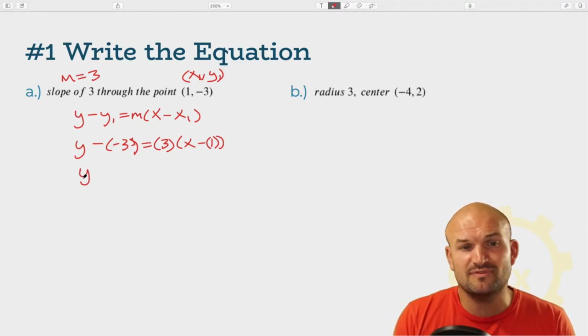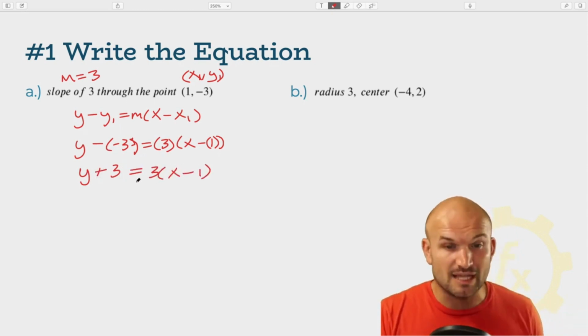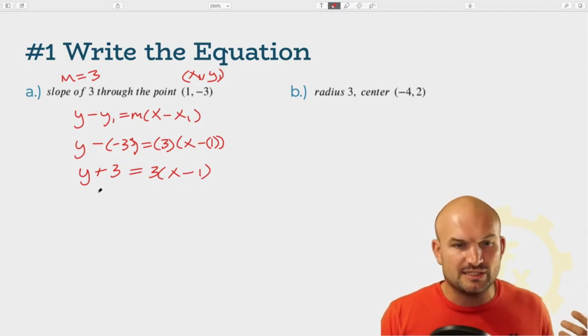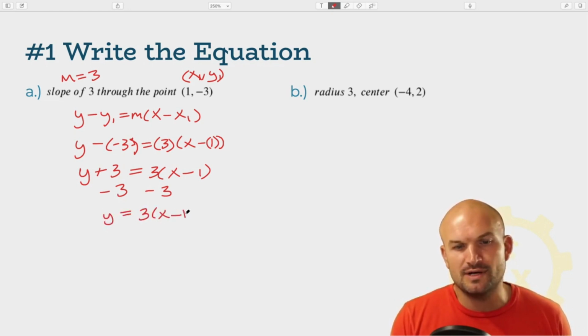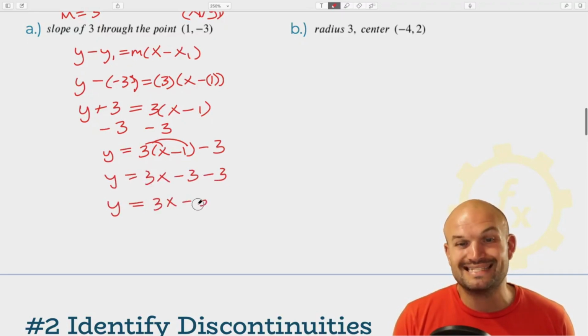Now it just comes down to simplifying. y minus a -3 is y plus 3, equals 3 times x minus 1. Now there's an equation of a line, but when we're dealing with functions, we like to have those equations solved for y. So we'll have y equals 3 times x minus 1 minus 3. If you want to simplify this to slope-intercept form, you can distribute that: 3x minus 3 minus 3, so y equals 3x minus 6.